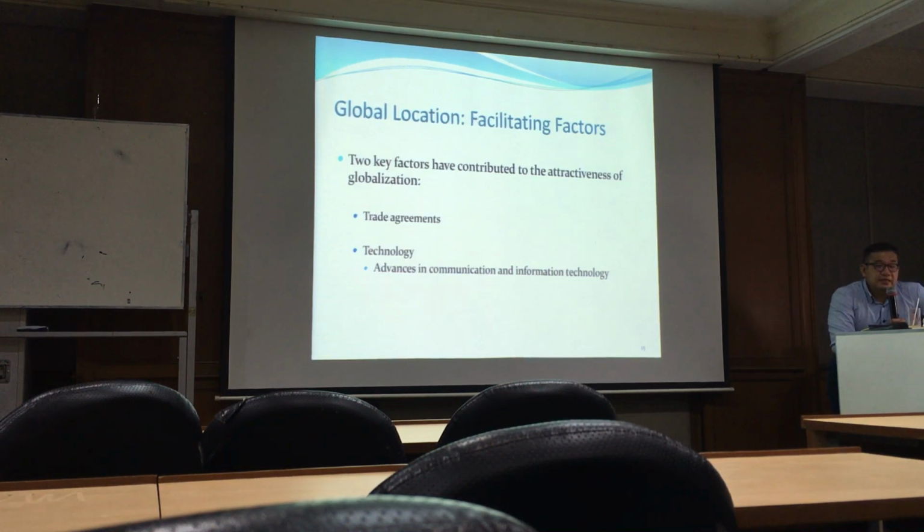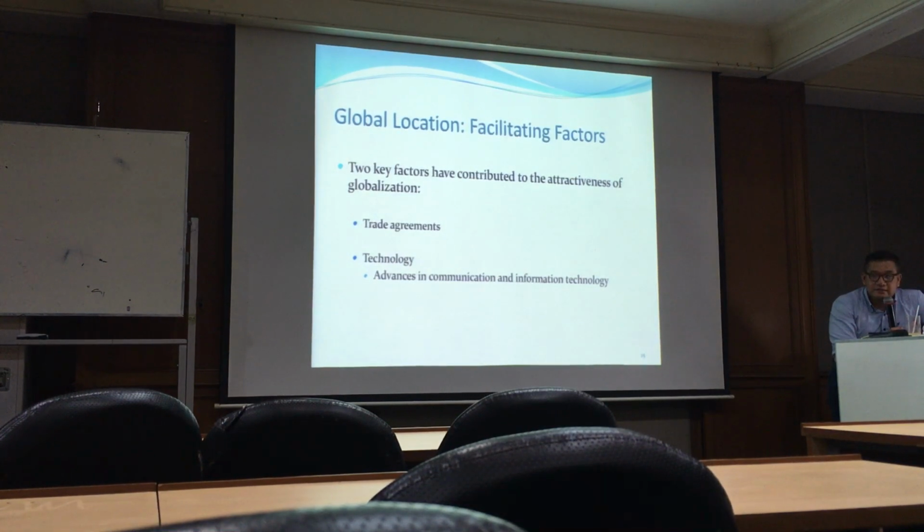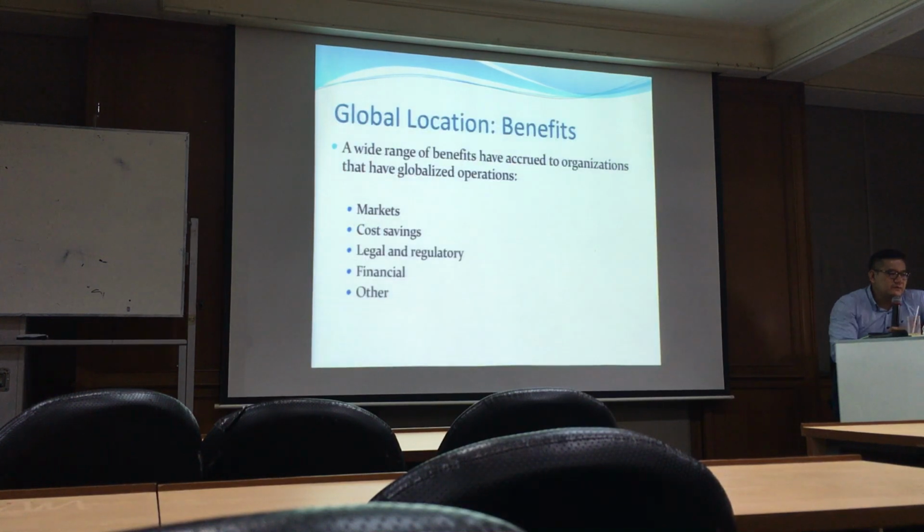The second one is the technology. Sometimes you require more advanced technology. You want advanced communication and IT, so you need to select the location in that country or in that place. So these are the two main global location factors that attract a company to go global: trade agreement and technology.